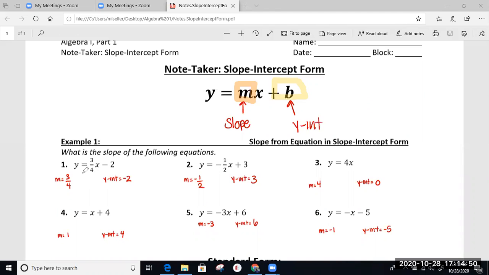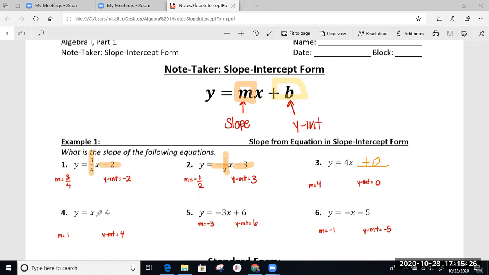So these were already written down. If you look at number one, my slope was 3/4. It's what's in front of the x. My y-intercept was -2. For number two, -1/2 was my slope, and then +3 was my y-intercept. For number three, even though there's no b here, we just assume it is 0. So these are all pretty much the same.